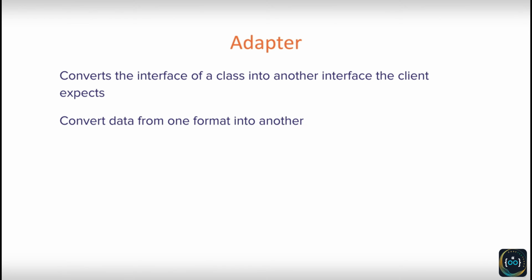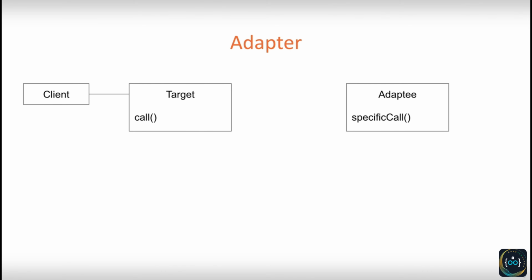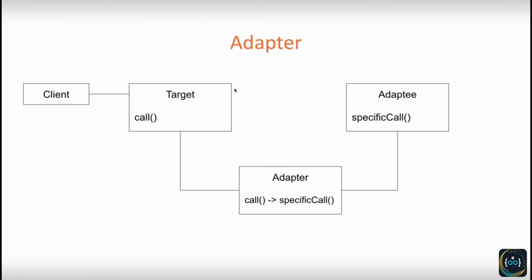Or we can think of it as converting data from one format into another. Whether we're talking about interfaces or data, we still need this kind of adapter between the two types. So here is a small diagram to show you in graphic form what we mean. We have a client that has a target API or target interface, and we need to call this adaptee interface that we cannot modify, have no control over.